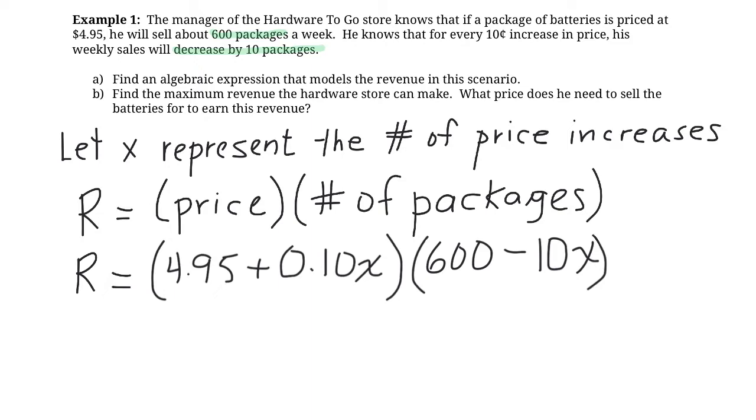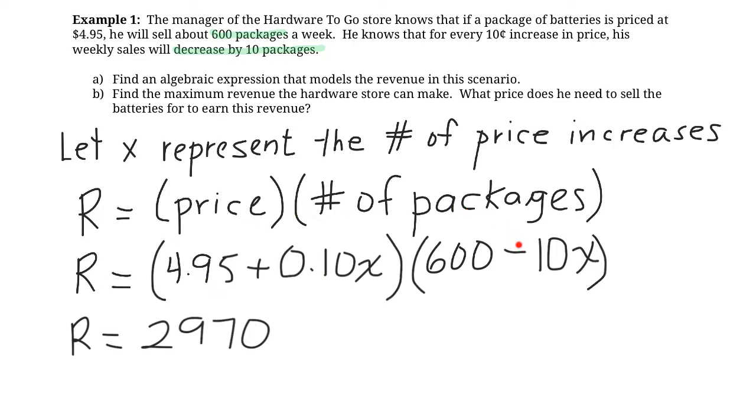So to come up with a complete or final algebraic expression or equation, what we're going to have to do is take these two binomials and multiply them together. Basically, what we're going to do is expand them out. So in order to expand this expression, I'm going to use the FOIL method. So I'm going to start by multiplying 4.95 by 600, and that is 2,970.